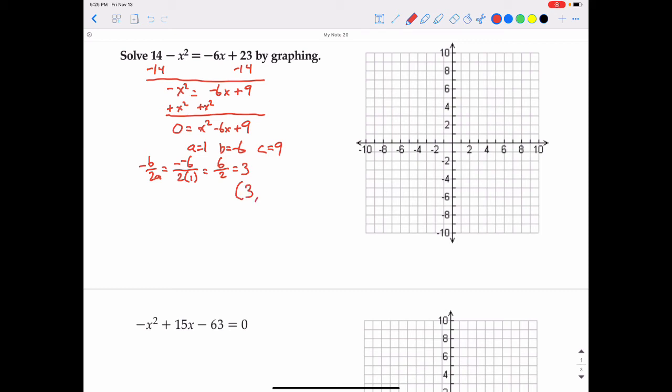And when you plug this into the standard form, that will be 3 squared minus 6 times 3 plus 9. This is going to give me the y value. 3 squared is 9. -6 times 3 is -18, plus 9. And this time it does equal 0. So like I said, it's possible that that'll happen, even though it doesn't happen a lot. So we have a vertex located at 3, 0.